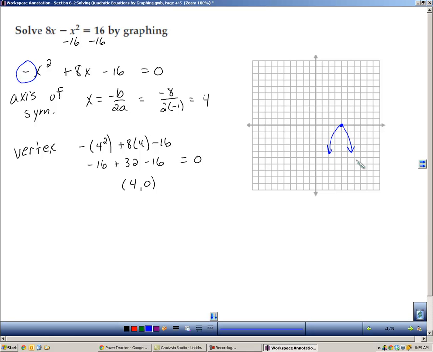Now here's where I can save myself a lot of work. I don't even have to finish this problem because I know the vertex is here, which means it's the highest point. It's a maximum. It's not going to go any higher. I know the parabola is going to open down, so I know that there's only one solution to this quadratic equation, and it's right there at (4, 0). So I can say my solution is 4, and I'm done.